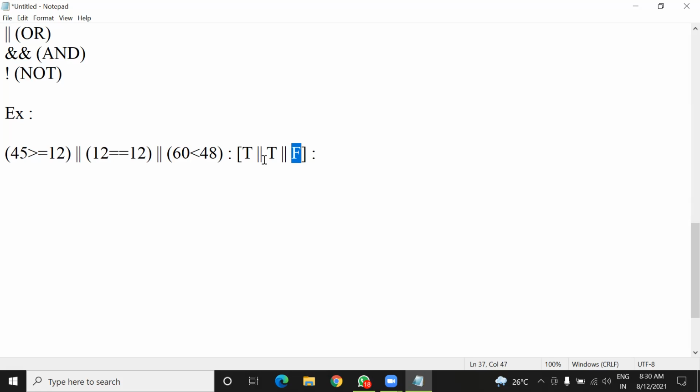In order to determine the final result, you should first see whether any one condition is true here or not. So here you can see two conditions are true. If any of the conditions is true here, then your overall result becomes true. So here two conditions are true, then of course it becomes true. Understood everyone? Any doubt? Okay.